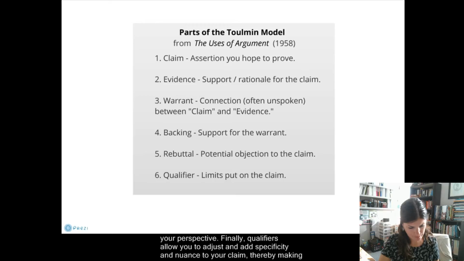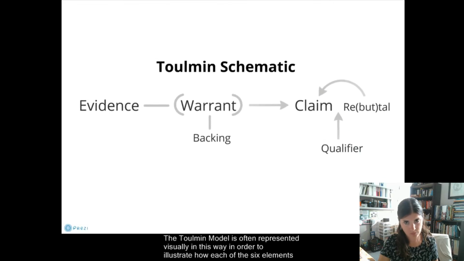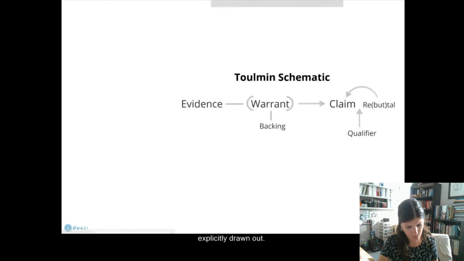Finally, qualifiers allow you to adjust and add specificity and nuance to your claim, thereby making it more stable and less susceptible to further rebuttals. The first 3 parts, the claim, evidence, and warrant, are the primary components of the model, and the second 3 parts, the backing, rebuttal, and qualifier, are the secondary components because they supplement the primary ones. The Toulmin model is often represented visually in this way in order to illustrate how each of the 6 elements relates to and depends on each other. As you can see, the warrant sits between the evidence and the claim, but is put in parentheses because the warrant in many arguments is often left as an unstated assumption instead of being explicitly drawn out.